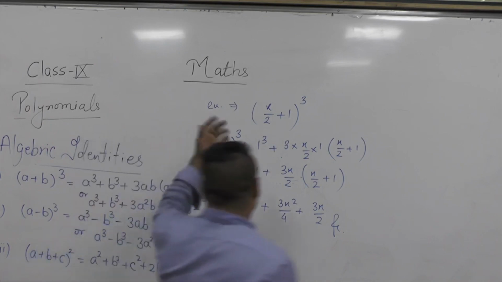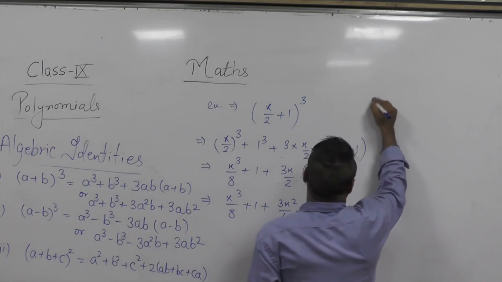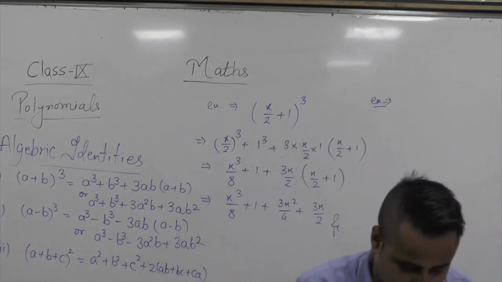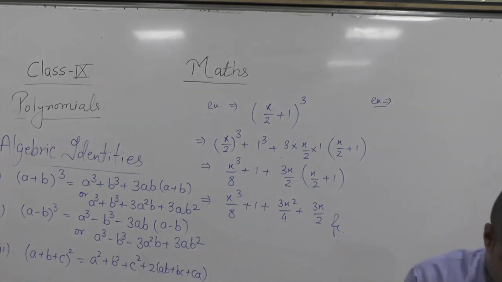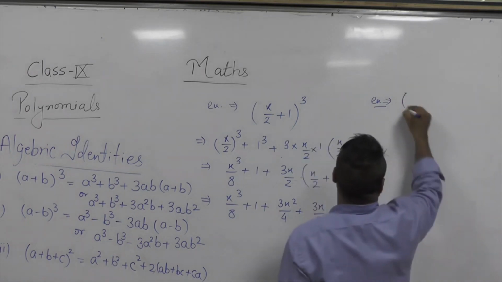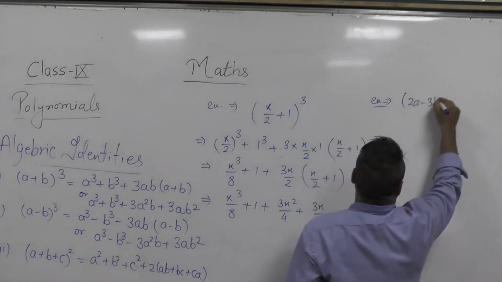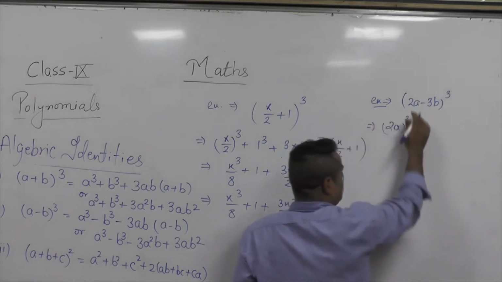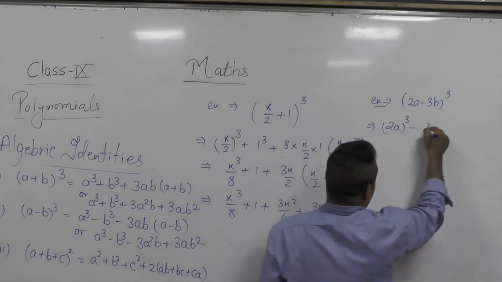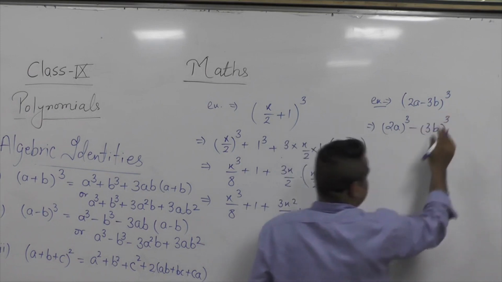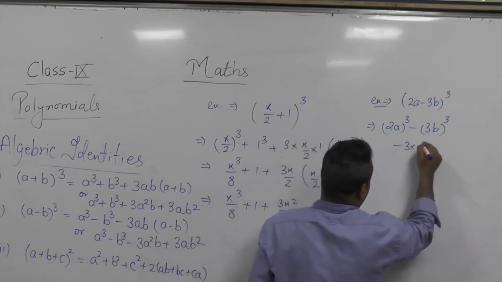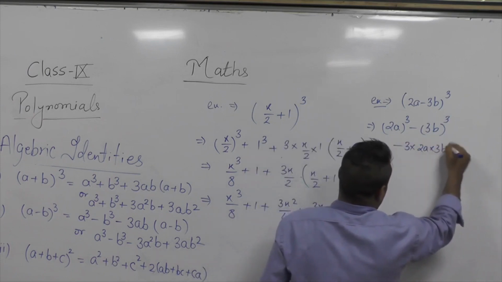Then a minus b whole cube, example I am taking: 2a minus 3b whole cube. It is like a cube, where our a is 2a, minus b cube, where our b is 3b, then minus 3ab, a minus b.